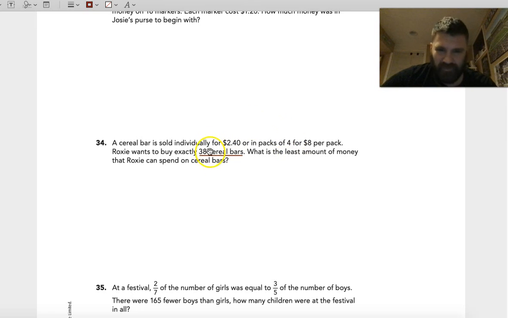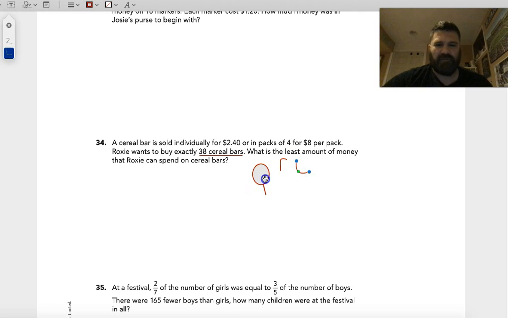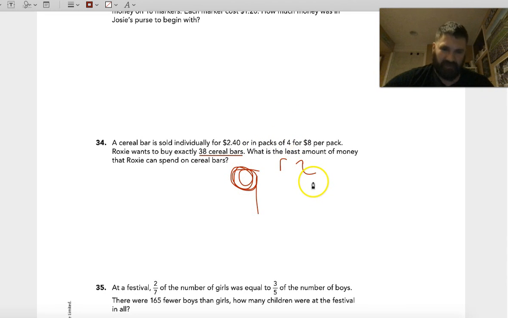How many times does 4 go into 38? Well, 4 still goes into 40 10 times. That's too much. So we actually want to do 9. And there's 2 left over. Man, this thing really hates me this morning. So we'll have 9 packs of the 4, because 9 times 4 is 36, 37, 38. That's exactly 38 bars. Okay.